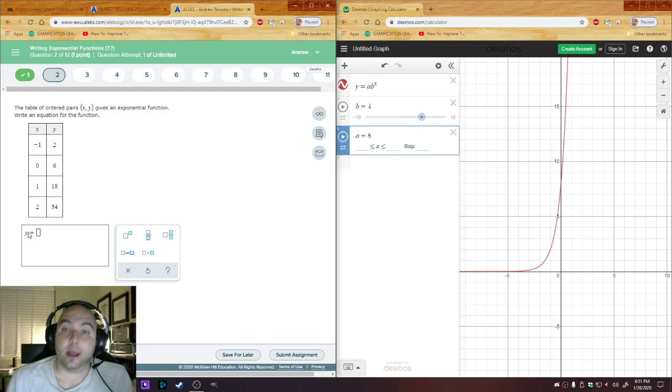y equals, and then the a value is the y-intercept. I can see (0, 6) is on the table. And then what's happening to the y? It's going 2, 6, 18, 54. That's times 3. So 6 times 3 to the x.